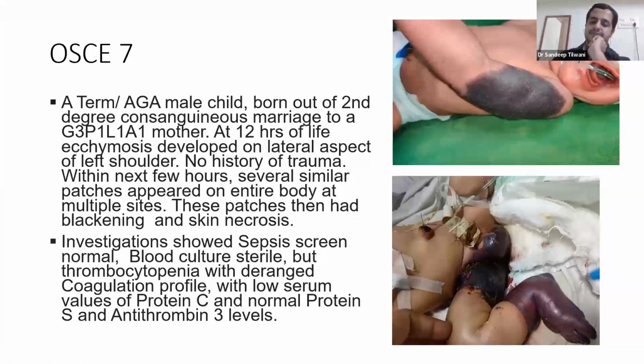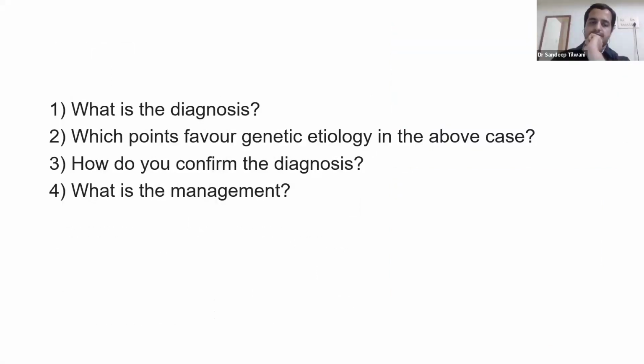When investigations were done, we found that the sepsis screen was normal, the blood culture was sterile, but the baby had thrombocytopenia with a deranged coagulation profile, and there was a low value of serum protein C and normal protein S and antithrombin 3 levels. Okay, so with this background in mind, these are the questions: what is the diagnosis? What are the points that favor a genetic etiology in this case? How to confirm the diagnosis, and lastly, what is the management?